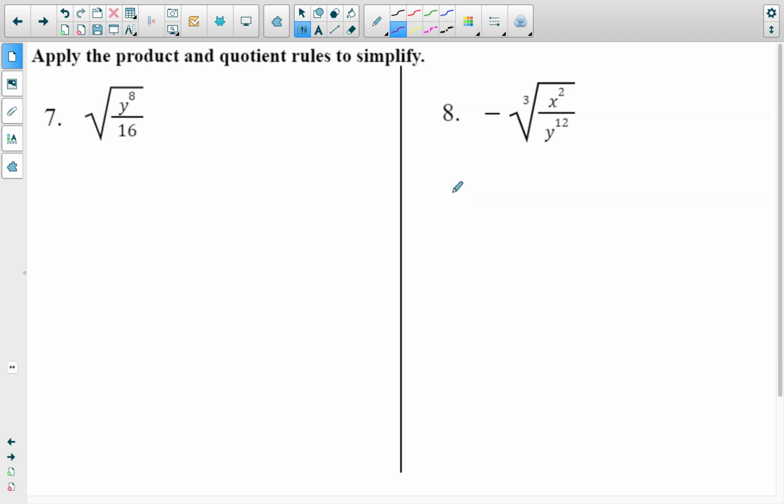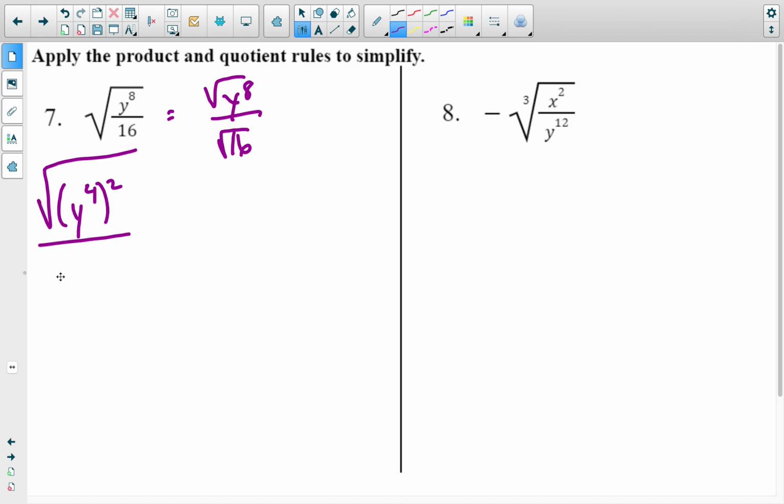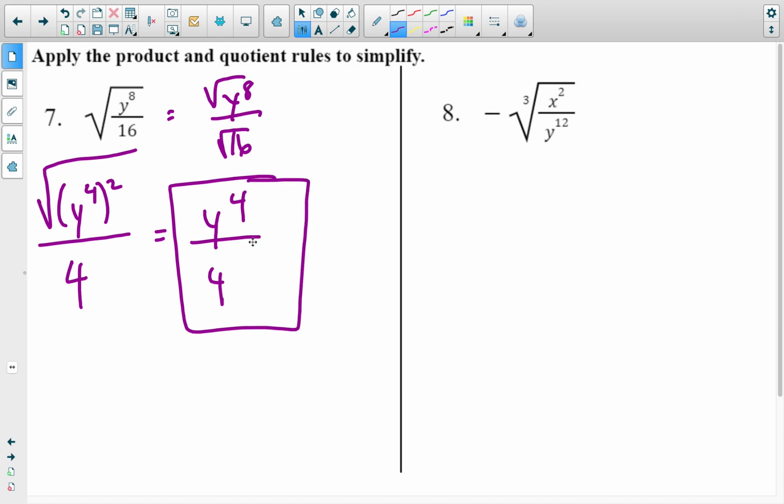All right, let's see what we can do here. So we're taking the square root of both. A couple ways to think about this numerator. You can think about it as y to the 4th to the 2nd. Square root of 16 is going to be 4. So if we're taking the square root of y to the 4th squared, then we're just going to be left with y to the 4th all over 4.